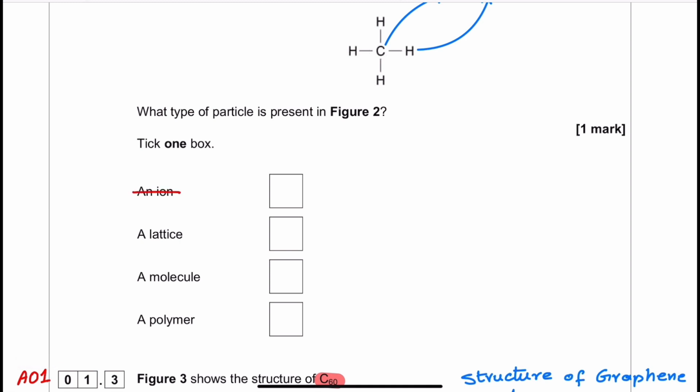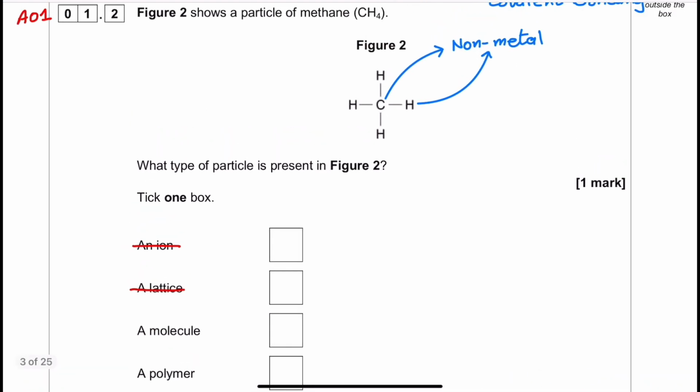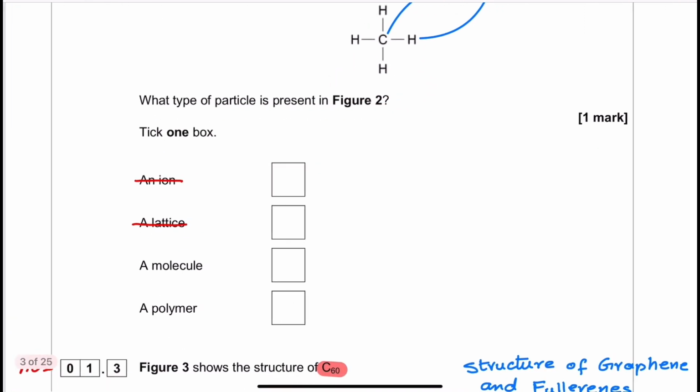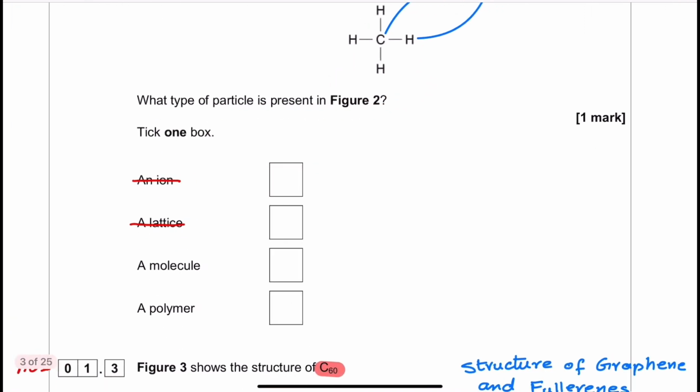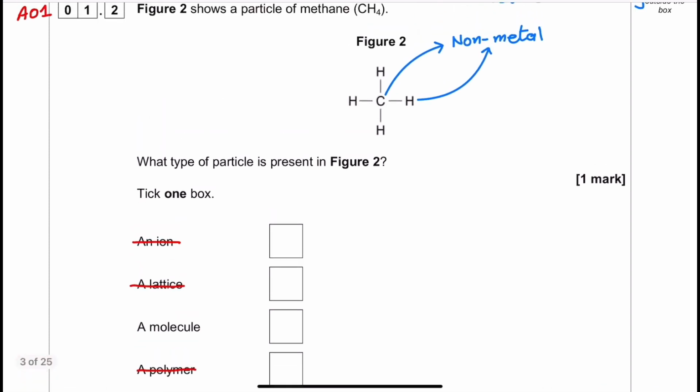It is not making a joint structure, so it is not a lattice structure here. If we look at the diagram, figure number 2, we can see that it is a single molecule. Therefore, it is not making a polymer, a long chain molecule. So it exists as a single molecule, so it is a molecular structure. So what type of particle is present in figure number 2? It is a simple molecule of methane.